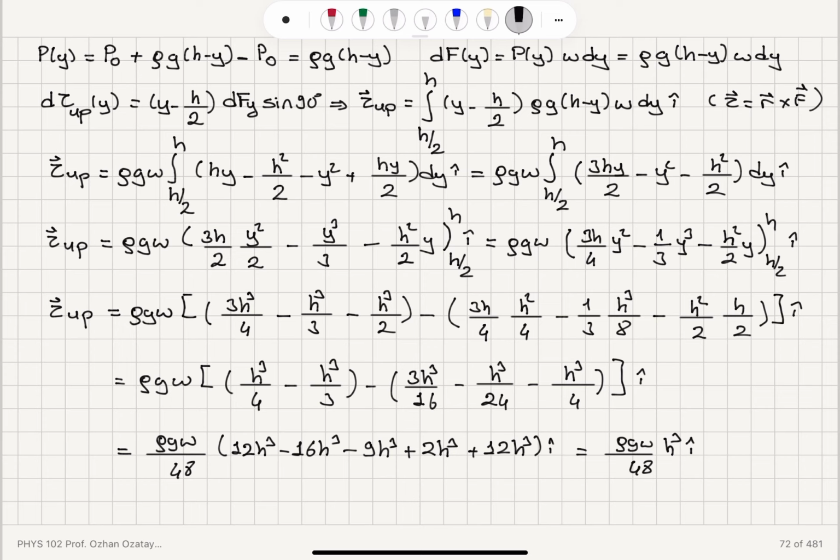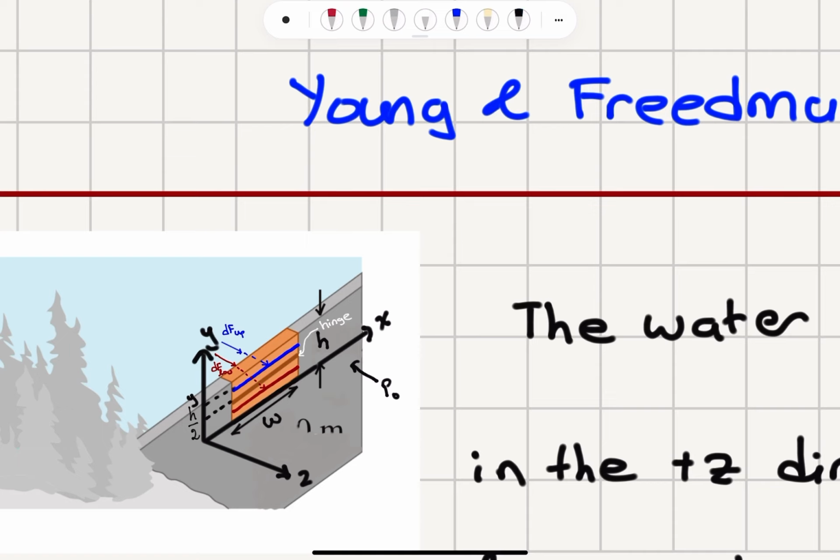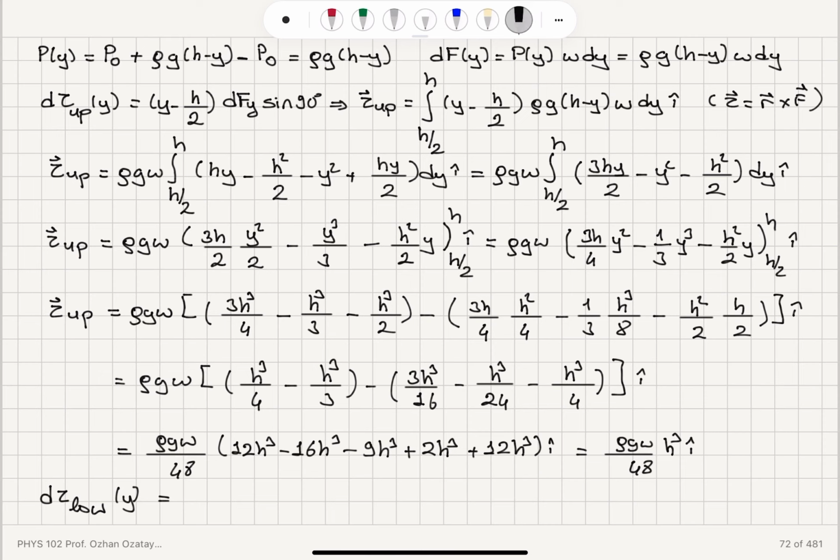Now let's start working on the lower portion, the torque low. This will be a similar calculation. Now, what is the perpendicular distance for the lower portion? So here I'm at a distance y from the origin of this coordinate system on the y-axis. And now my distance with respect to the hinge is h over 2 minus y, but the force is in the same direction. So I can say that I'm at h over 2 minus y. That's the perpendicular distance.